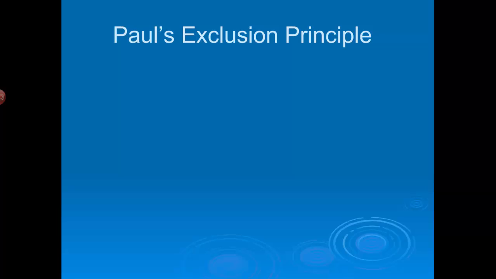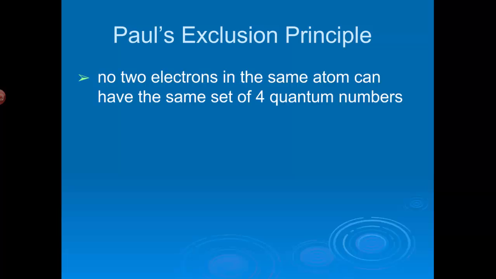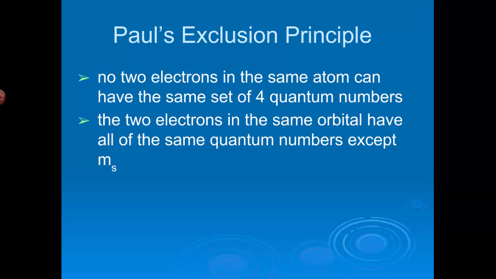And this leads to Pauli's exclusion principle. Pauli's exclusion principle says that no 2 electrons in the same atom can have the same set of 4 quantum numbers. 3 of those quantum numbers can be exactly the same, but the 4th one has to be different. Not necessarily the spin quantum number, but one of the 4 has to be different. Okay? So if you have 2 electrons in the exact same orbital, they'll have the same n value, they'll have the same L value, they'll have the same m sub L value, but their m sub S value, their spin value has to be opposite, has to be different.